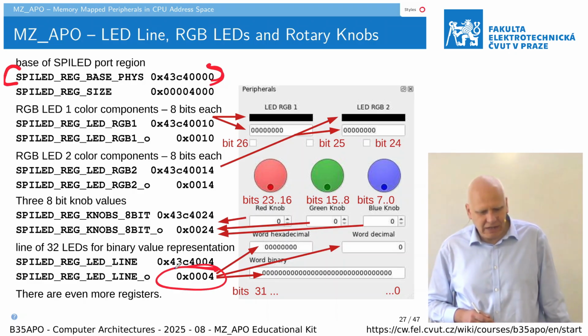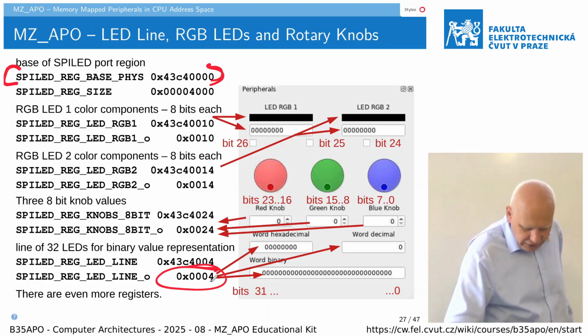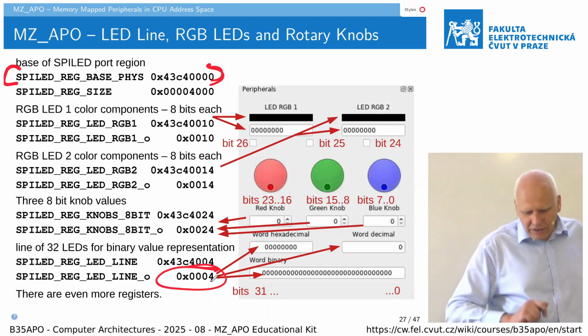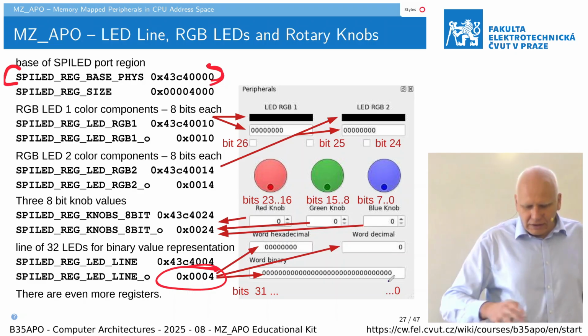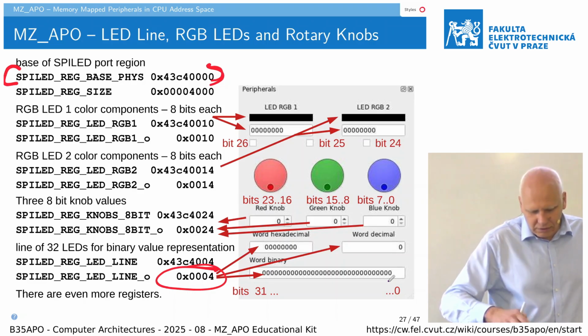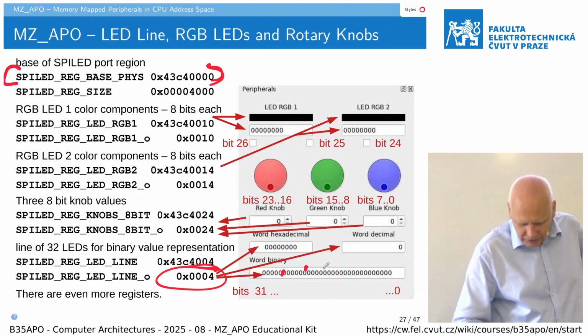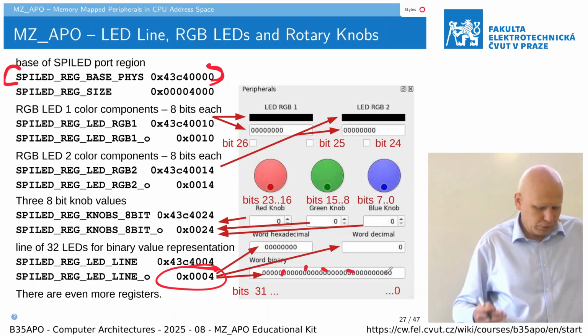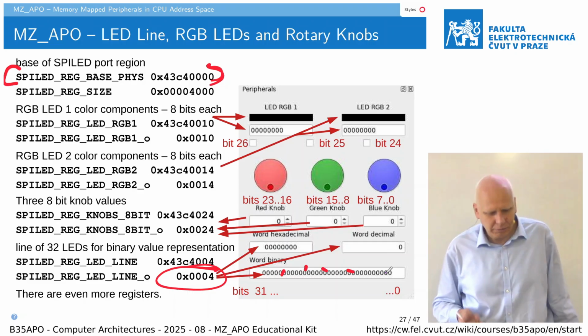And in this case, we probably have the first peripheral, this register at the offset 4. And if you write a value there, then you can turn the individual LEDs on and off. So you can check that you can access the peripheral.